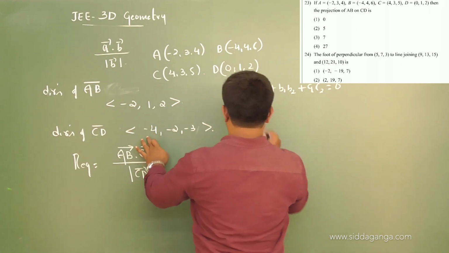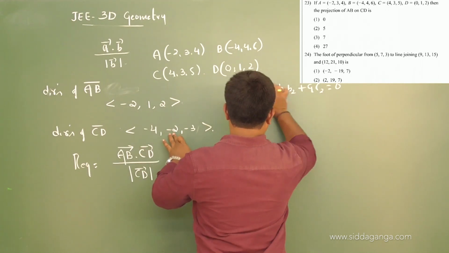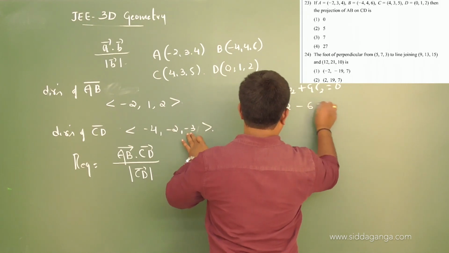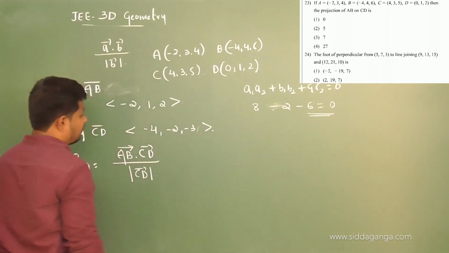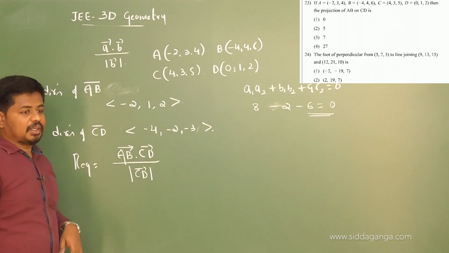Minus 2 minus 4, that is 8. 1 into minus 2, that is minus 2. So 2 into minus 3, that is minus 6. Of course, the sum becomes 0. Whenever the sum of the products of the ratios becomes 0, then we can say the two lines are perpendicular to each other.